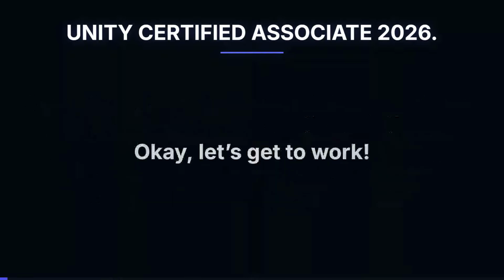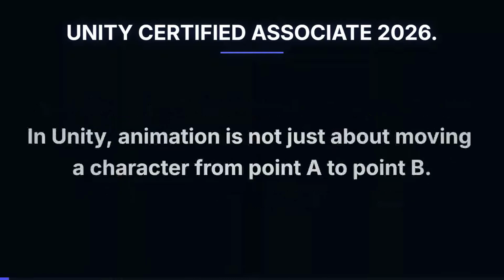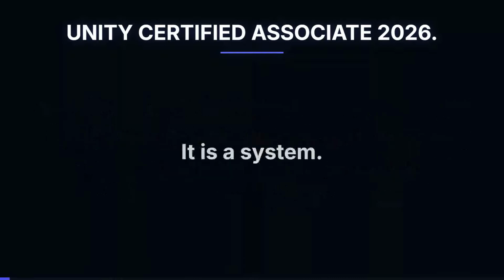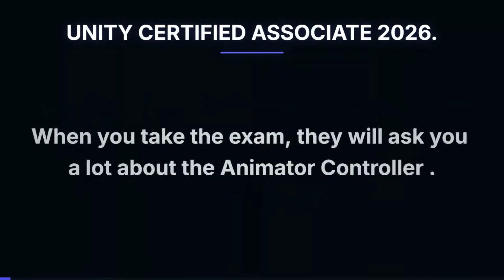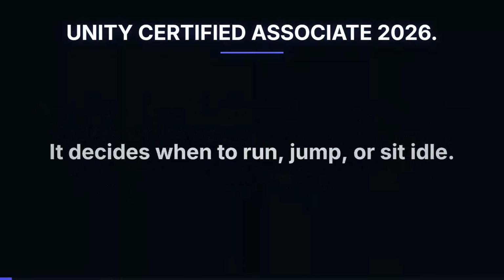Okay, let's get to work. Section 1. Animation and Cinematics Lecture Script, Concept Review. So, let's talk about making things move. In Unity, animation is not just about moving a character from point A to point B. It is a system. When you take the exam, they will ask you a lot about the animator controller. Think of this as the brain of your character. It decides when to run, jump, or sit idle.